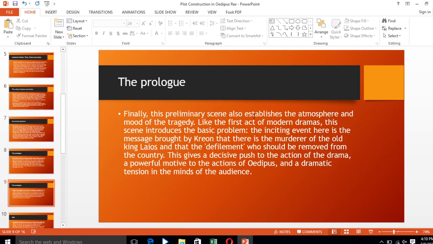Then finally, this prologue, this preliminary scene, also establishes the atmosphere and mood of the tragedy. Like the first act of modern dramas, this scene introduces the basic problem. The inciting event here is the message brought by Creon that there is a murderer of the old King Laius and that the defilement should be removed from the country. This gives a decisive push to the action of the drama, a powerful motive to the actions of Oedipus, and a dramatic tension in the minds of the audience.